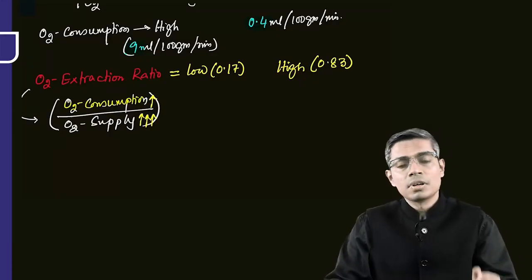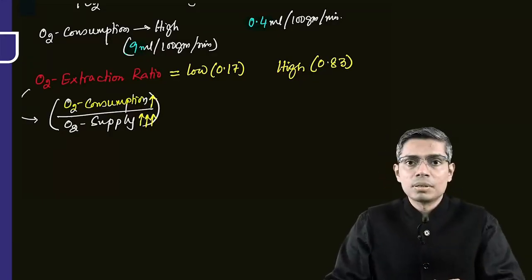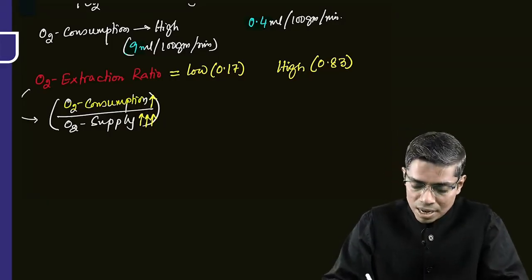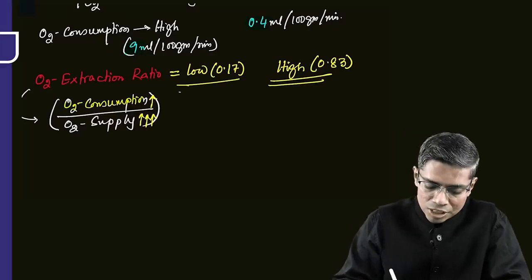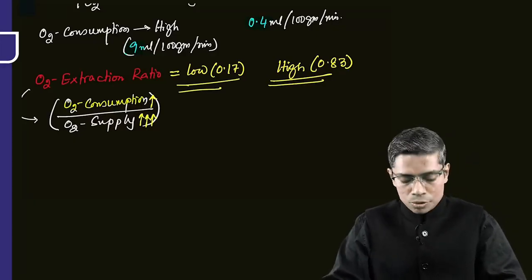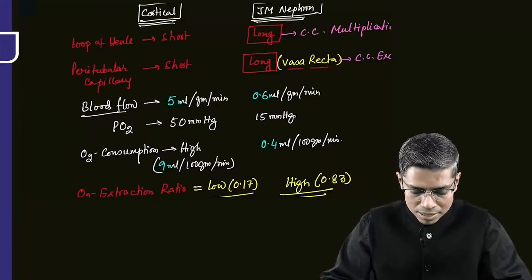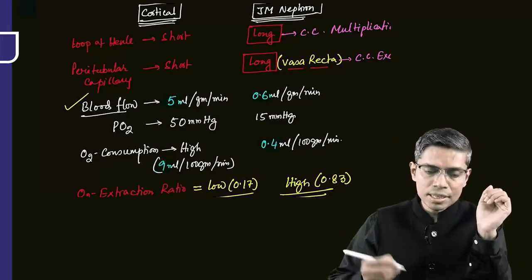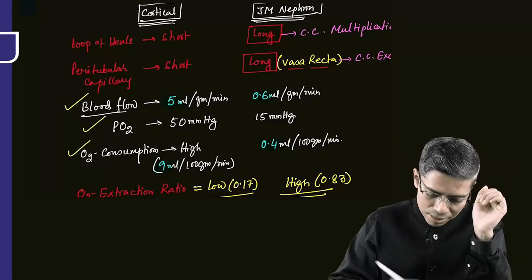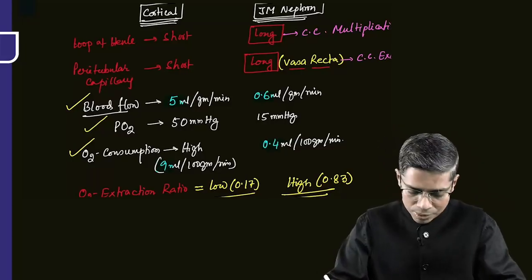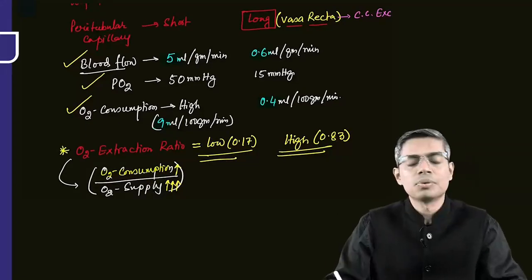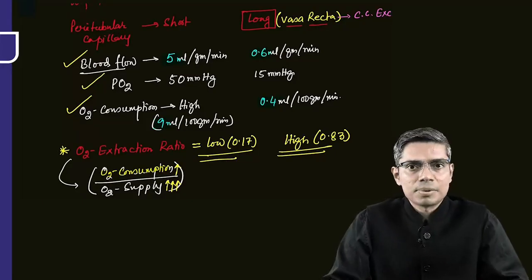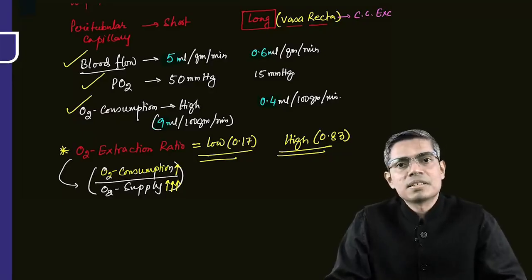In case of juxtamedullary nephron, consumption is lower and supply is also lower. But supply is much lower than the consumption. That's why the ratio is higher in juxtamedullary nephron and lower in cortical nephron. So now you understand that in cortical nephron, blood flow is high, partial pressure of oxygen is high, oxygen consumption is high. But the oxygen extraction ratio is lower in cortical nephron than in the juxtamedullary nephron. So you have to remember this because it has been asked in MCQ.